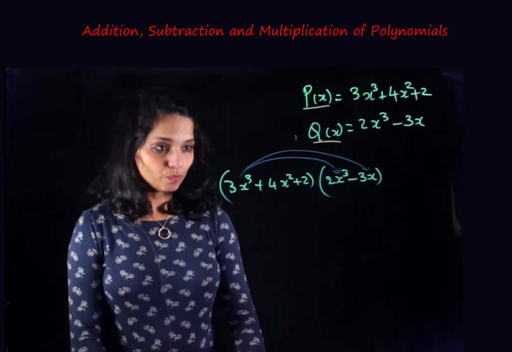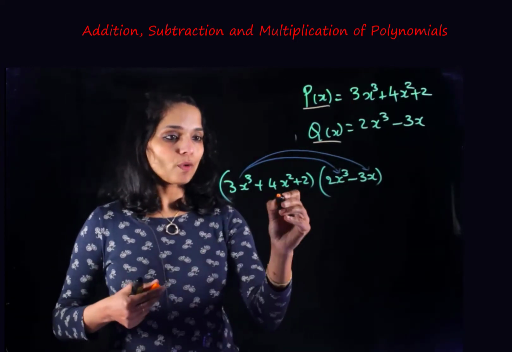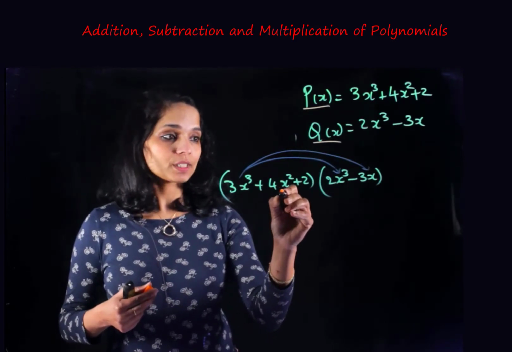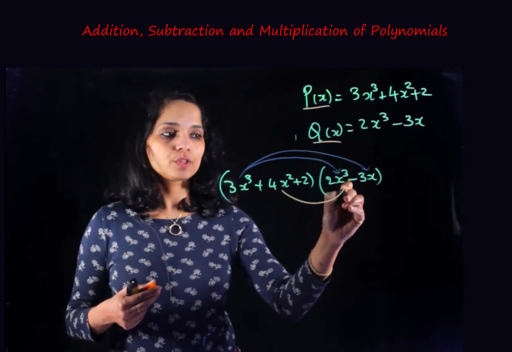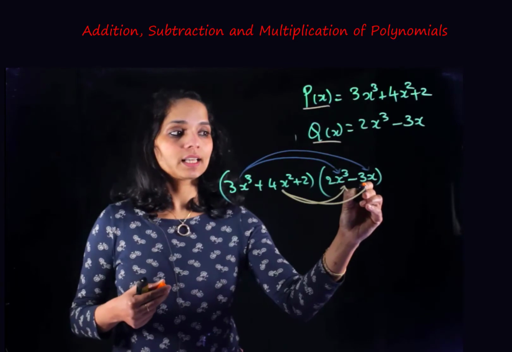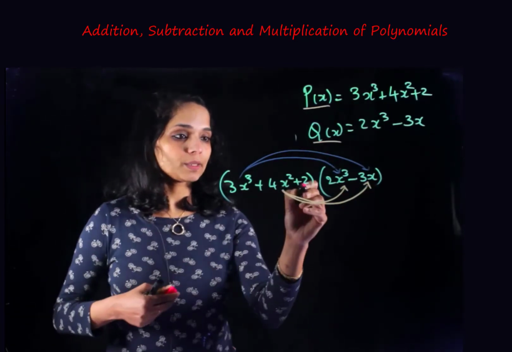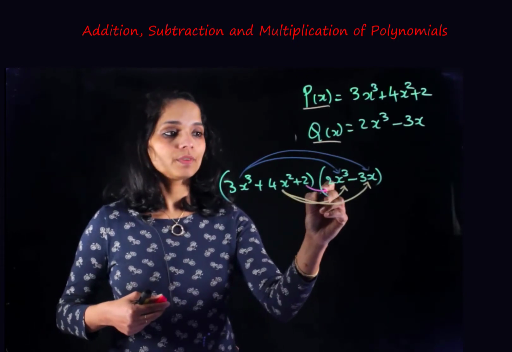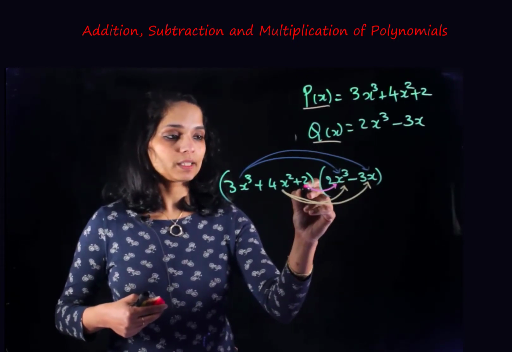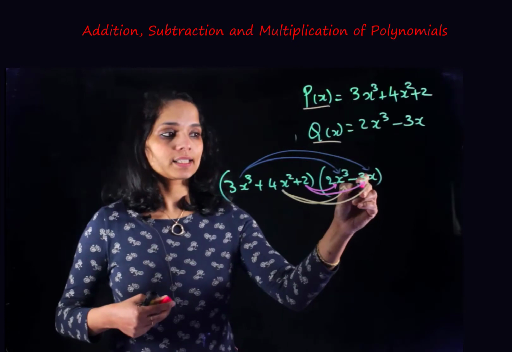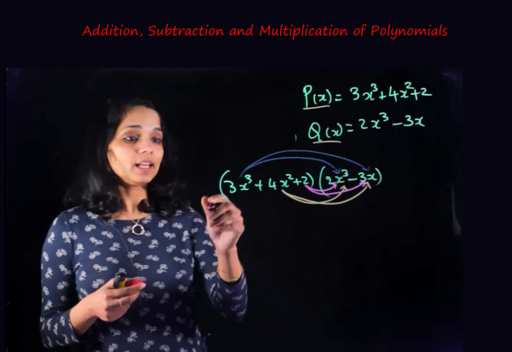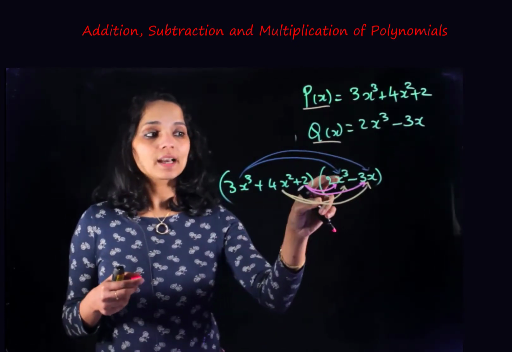And then we need to multiply 4x² (this next term) with 2x³, the first term, and then 3x in the second term. Then we need to multiply the last term with the first term in the second bracket and the second term in the second bracket. Okay, let's do that. 3x³ times 2x³.